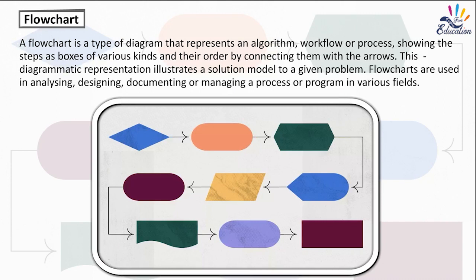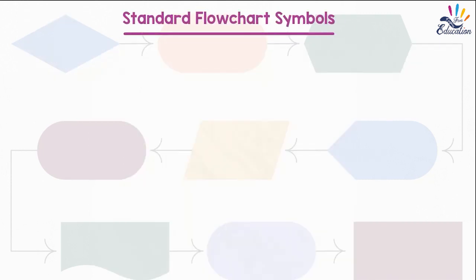Flowchart. A flowchart is a type of diagram that represents an algorithm, workflow or process, showing the steps as boxes of various kinds and their order by connecting them with arrows. This diagrammatic representation illustrates a solution model to a given problem. Flowcharts are used in analyzing, designing, documenting or managing a process or program in various fields.